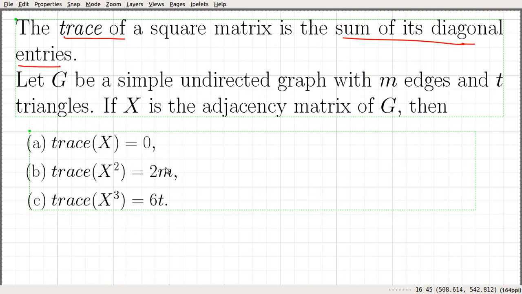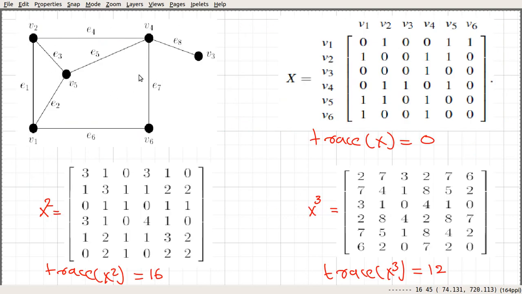So we have these three simple results related to the adjacency matrix of a simple undirected graph. The statement reads as follows: let G be a simple undirected graph with m edges and t triangles. For example, if you consider this particular graph, the number of edges m is equal to 8 and the number of triangles is only 2. This one is a triangle and this one, only 2 triangles.